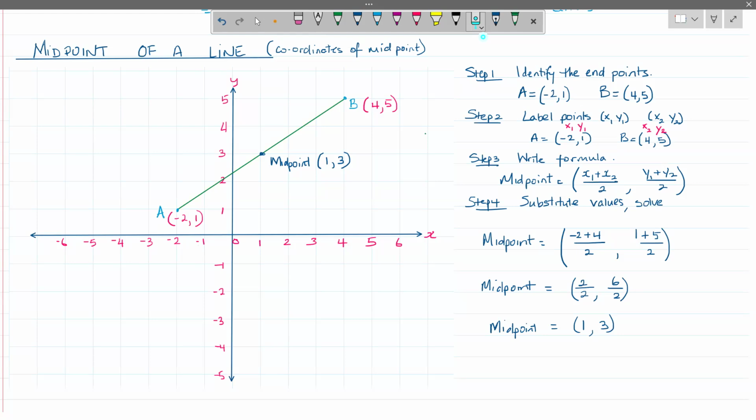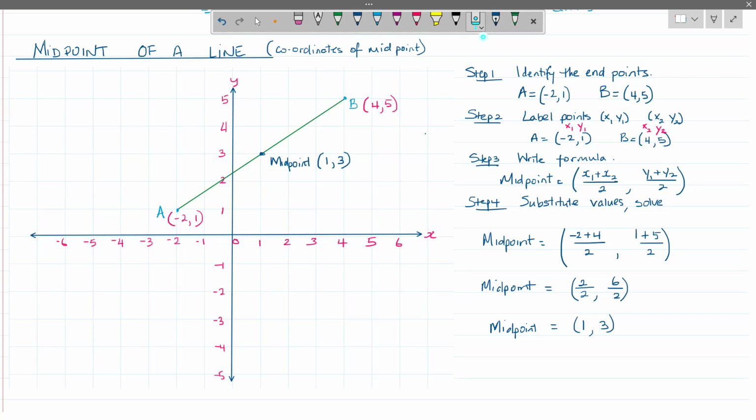Step 3, write the formula. Again, you're trying to be efficient. You're not giving your brain too many things to do. You just want to work out the answer. So you don't have to remember this and what x1 is; you can look and see it right there. Write the formula, substitute your values and solve. x1 is -2. Now, ideally, I would tell students to always put your negative numbers in a bracket, so that you remember you need to work out signs. x2 is 4, y1 plus y2, 1 plus 5, and you're dividing those answers you get by 2.